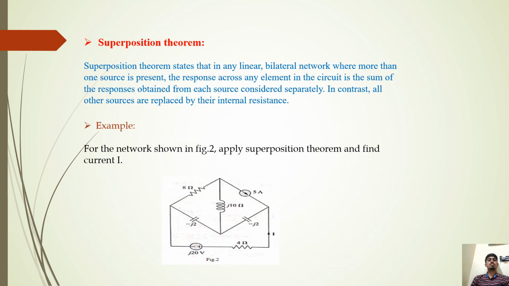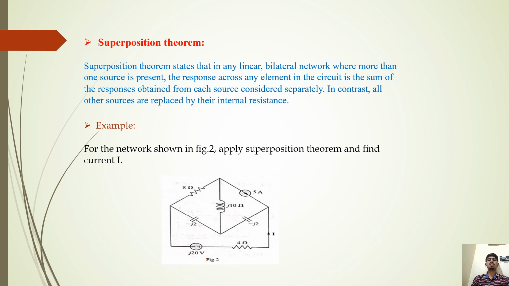Let's move to the superposition theorem. The superposition theorem states that in any linear bilateral network where more than one source is present, the response across any element in the circuit is the sum of the responses obtained from each source considered separately, while all other sources are replaced by their internal resistance.